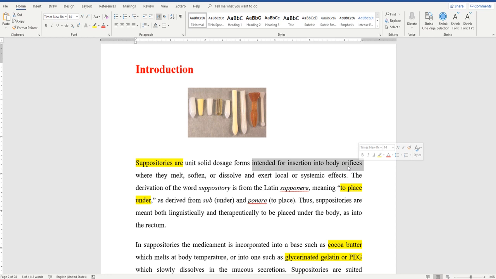Now, where does the term suppository come from? It comes from a Latin word, suppONere. What does it mean? It means to place under. It comes from sub, which is under, and ponere, which is to place. Here they refer to placing it in the rectum.